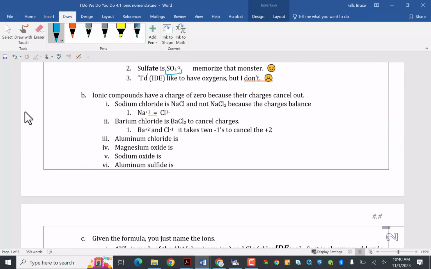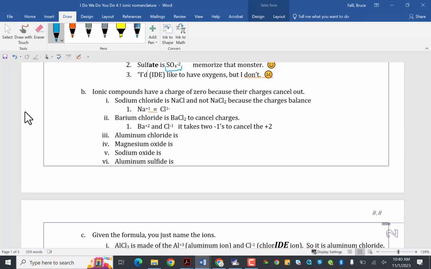Ionic compounds have a charge of 0 because their charges cancel out. Remember, compounds are neutral. To be a compound, it's got to be neutral. So we know water's a compound. It's H2O. It is not H2O +7, right? No. It's just H2O with no charge.